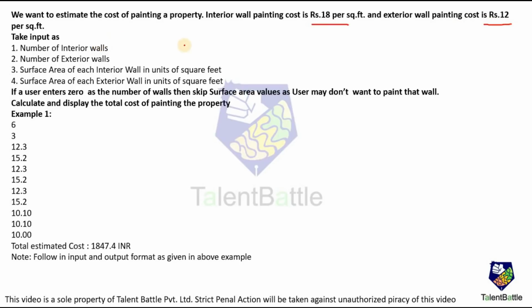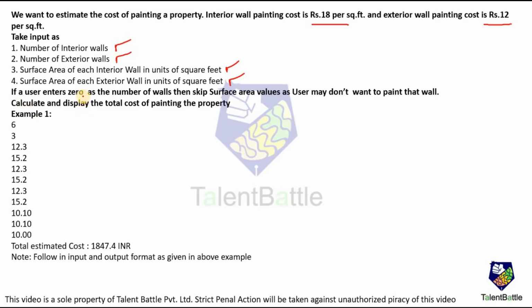And what are the inputs? The first input is number of interior walls. Second input is number of exterior walls. Third input is surface area of each interior wall in units of square feet. So this will be multiple inputs. And fourth one is also the same, surface area for each exterior wall. So this will also be multiple inputs dependent on the number of interior and exterior walls.